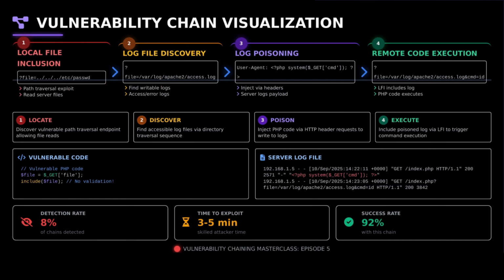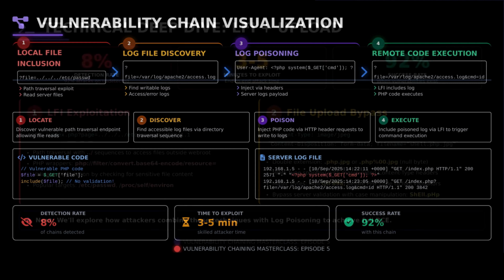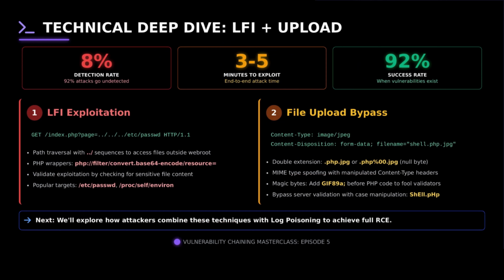Locate, discover, poison, execute. Each step looks small in isolation, but chained together, they bypass almost every defense. Here's the harsh truth. It takes an attacker just 3 to 5 minutes to go from discovery to full remote code execution. And 92% of these chains succeed if the components are unpatched. That's near certainty.